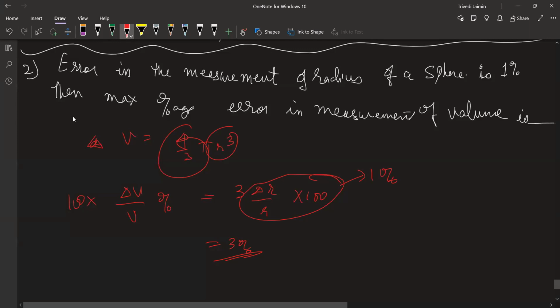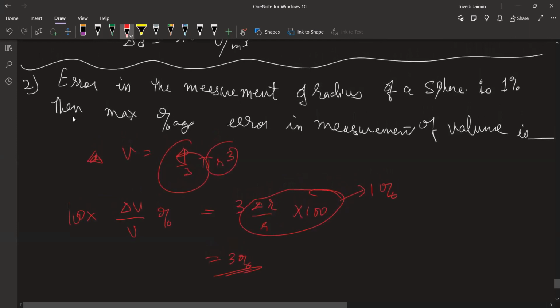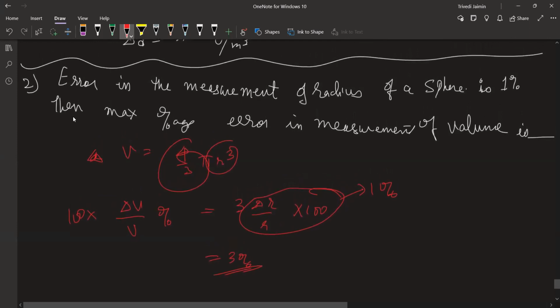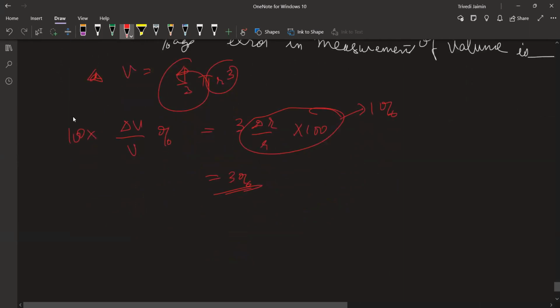What is one light year? Yes, sir. What is one light year? Sir, the distance covered by light in 1 year. In 1 year. Okay. Try this question.